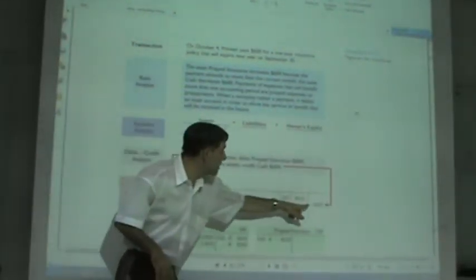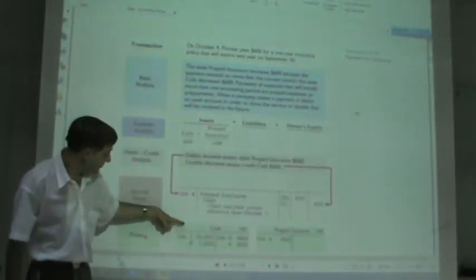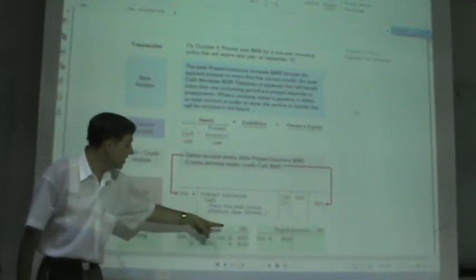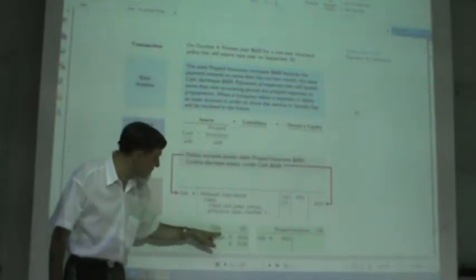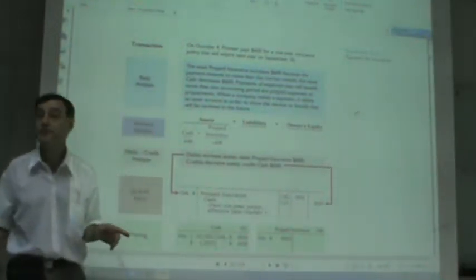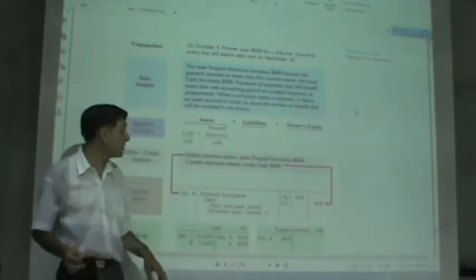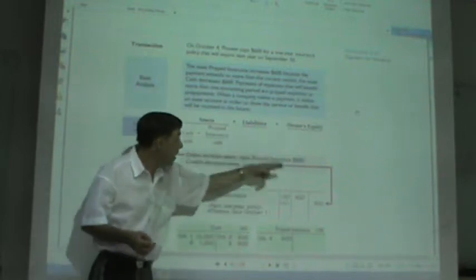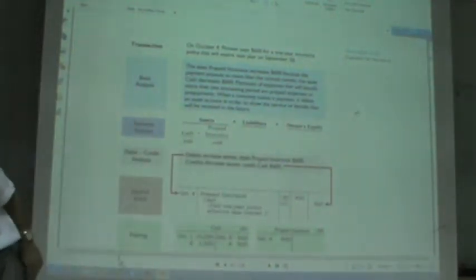Now you copy the cash, and this is from before. 10,000, 1,200, 900, and now this 600, you copy here. These are from the previous three. And prepaid insurance is an asset, all 600. That's it. So you just copy the transaction. We call posting.